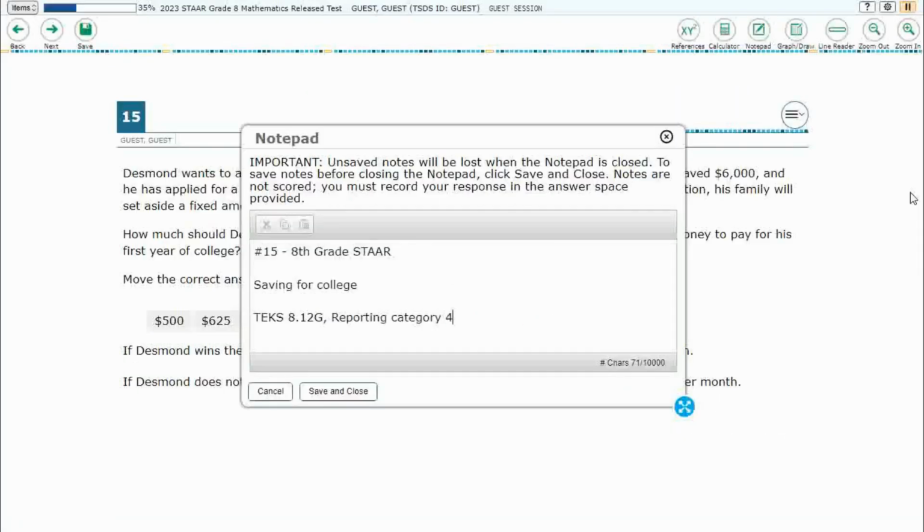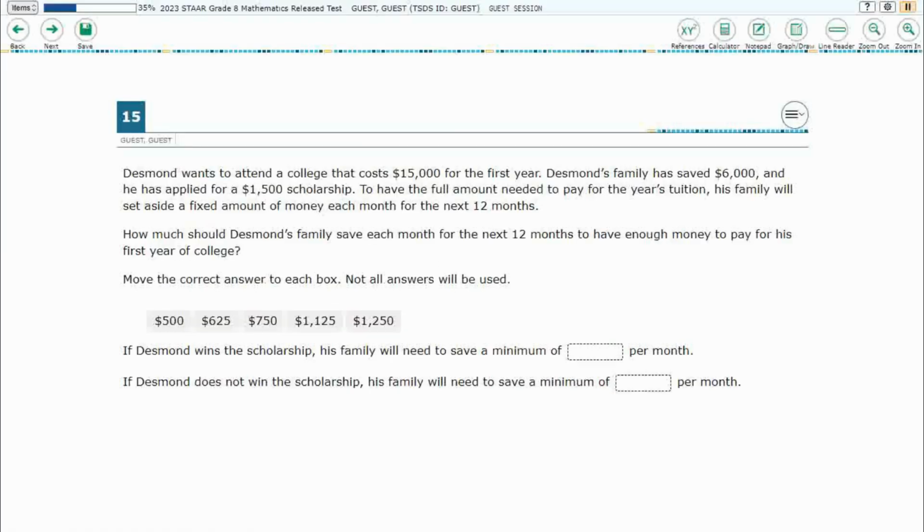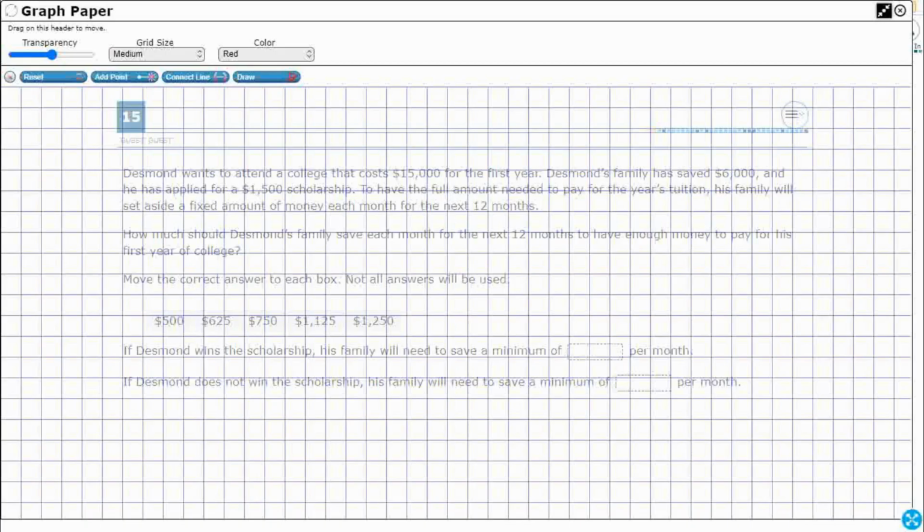For number 15, we are practicing the concept of saving for college. Reporting category 4, TEKS 8.12G. And you notice we have drag and drop, right? And so each answer can only be used once, but we need to fill in both answers there. There's 5 to choose from. So we are saving for college, and let's see what that does for us.